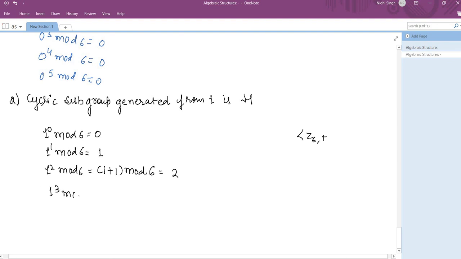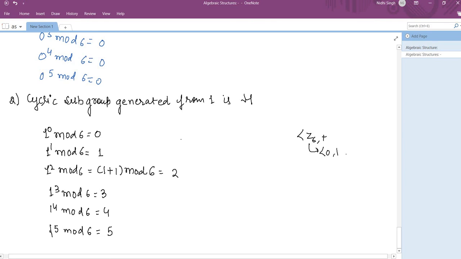1 to the power 3 mod 6 that is 3. 1 to the power 4 mod 6 that is 4. 1 to the power 5 mod 6 that is 5. Okay. So all the powers are finished, from 0, 1, 2, 3, 4, 5, whatever elements Z6 contains, and it has the ability to generate all of the elements that are in the group.